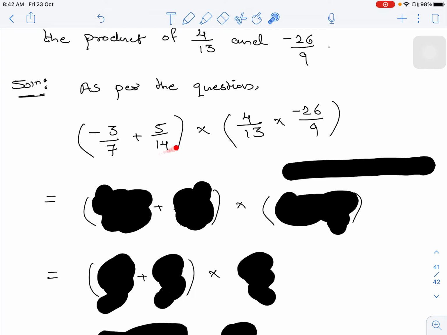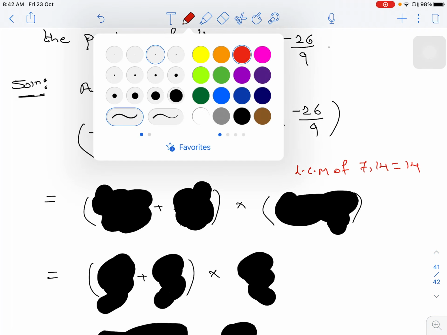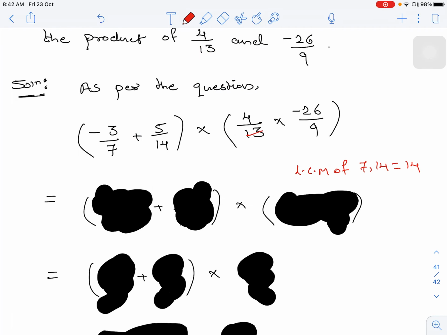Okay. Now what is the LCM of 7 and 14? It is 14. At the same time, check whether we can make any cancellation or not. Yes, we can make some cancellation: 13 ones are 13, 13 twos are 26. Okay. So in the next step, we will make this denominator 14. Here the plus sign was there, so here no need to find LCM. To make it 14 we have to multiply it by 2.